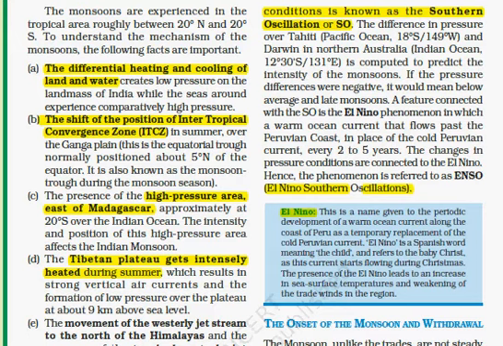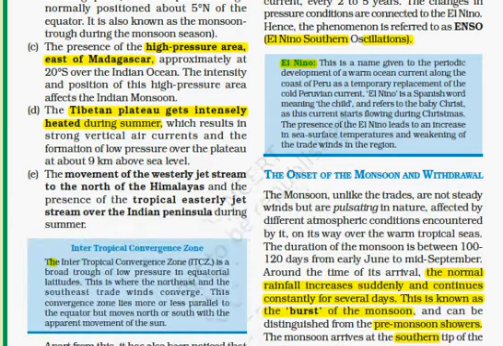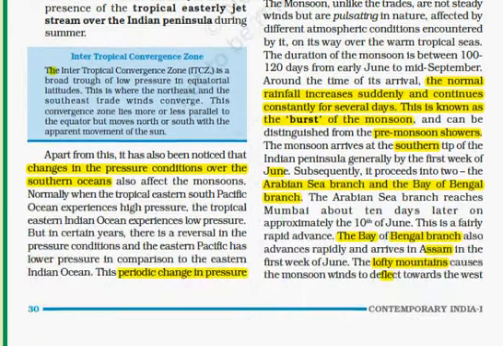So first we will see the onset of the monsoon and then withdrawal. Normally the monsoon arrives in June in the southern part of our country, and then it moves towards the north. There are some factors like normal rainfall increasing suddenly and then continuing constantly for several days. It is known as the burst of monsoon. And there are also some pre-monsoon showers at the southern tip.